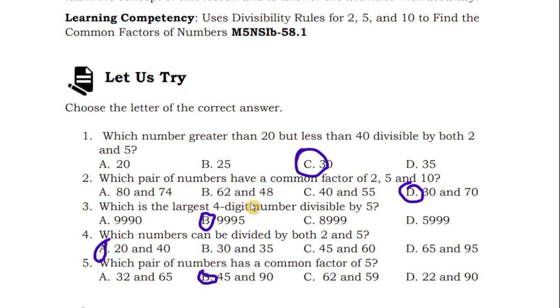If you are going to ask me, sir, why is it that there is no explanation for this? The explanation of this part will be answered as we go through the discussion here.